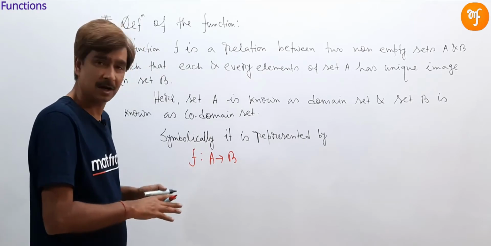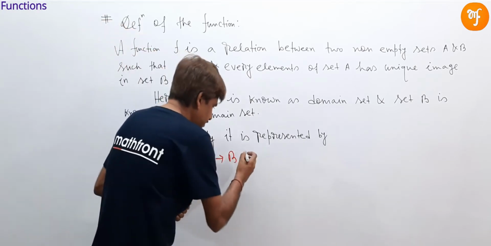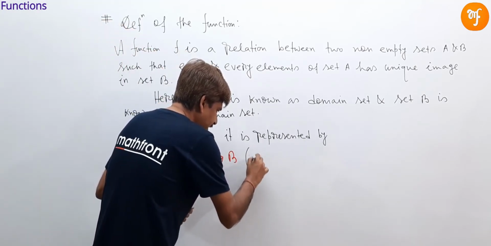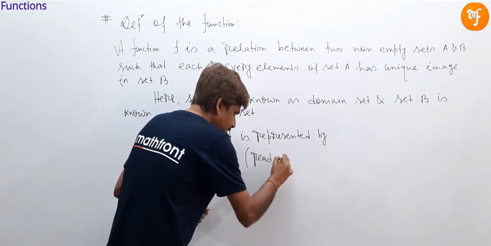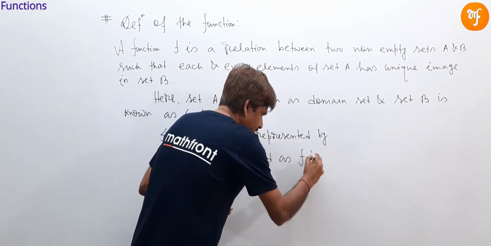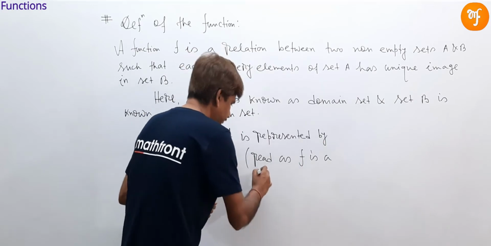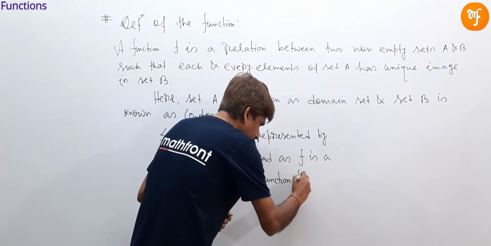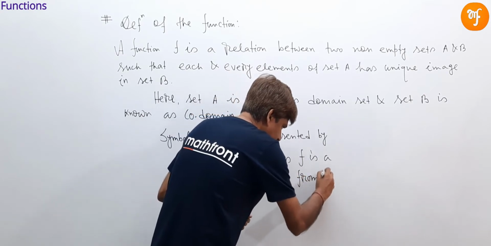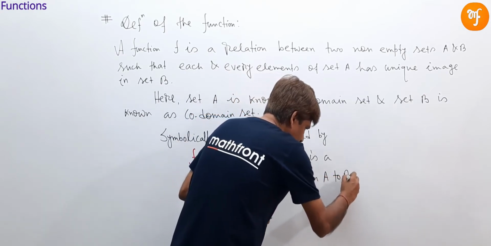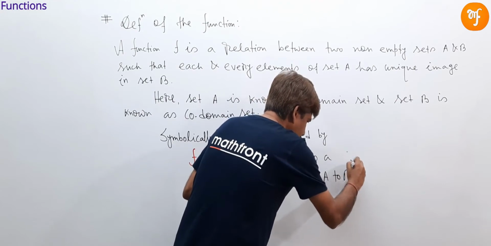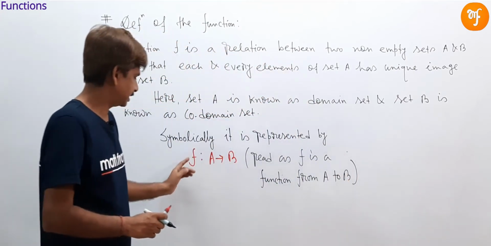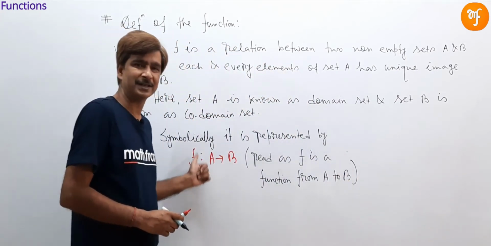So please write down how it is read. So read as f is a function from A to B. Okay, so we read normally in this way, that is f is a function from A to B, f such that A to B.